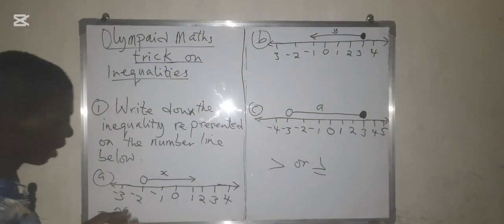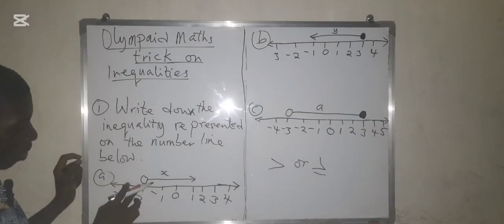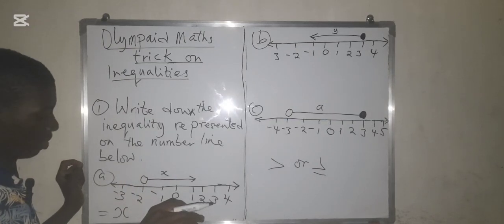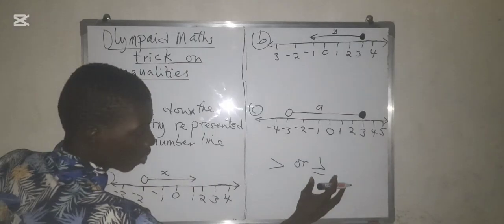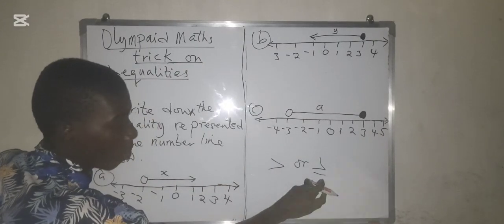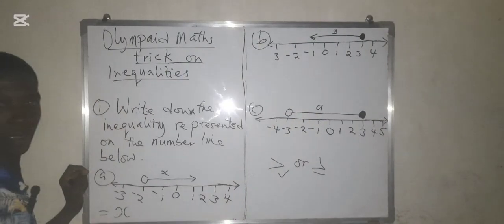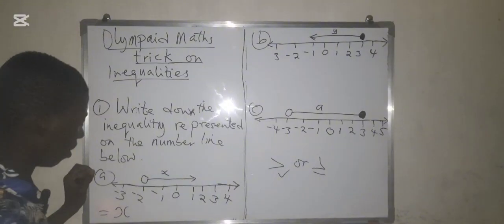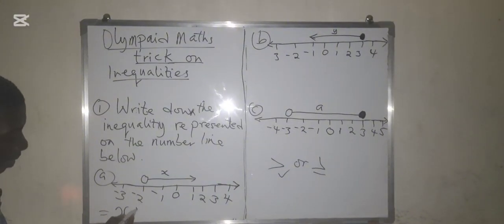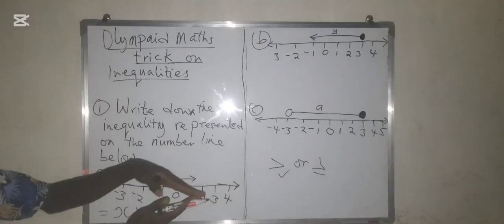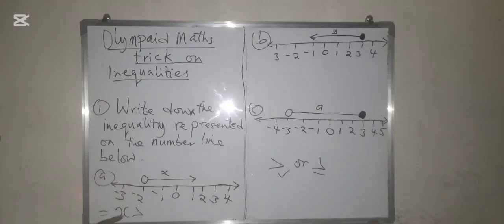Now, let's observe. The circular ring is not shaded. If it is shaded, obviously it's going to be greater than or equal to. But here it is not shaded, so obviously we are going to use this. So now it's going to be x greater than, as the arrow is pointing this side. Now, the circular ring falls under what? -2. So it's going to be -2. So this is the inequality that is represented on the number line.